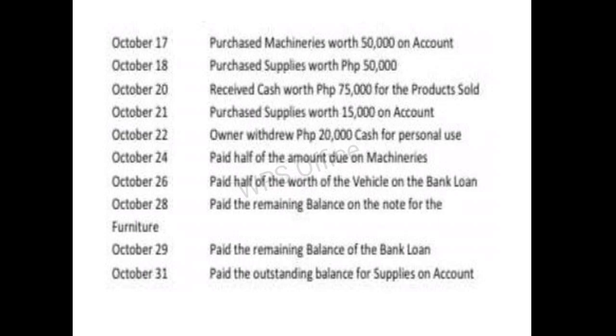On October 17, the owner purchased machineries worth 50,000 on account. October 18, the owner purchased supplies worth 50,000 pesos. October 20, the owner received cash worth 75,000 pesos for the products sold. On October 21, the owner purchased supplies worth 15,000 on account. On October 22, the owner withdrew 20,000 cash for personal use. On October 24, the owner paid half of the amount due on machineries. October 26, the owner paid half of the worth of the vehicle and the bank loan.